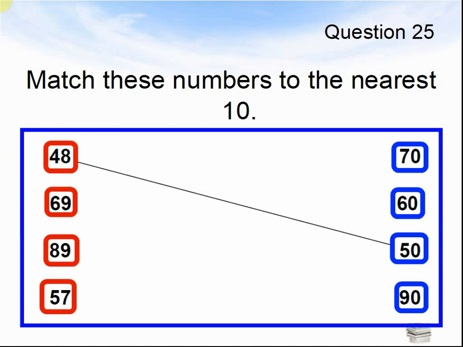Match these numbers to the nearest 10. So 48 rounds up to the nearest 10, which is 50. So what is the nearest 10 to 69? What is the nearest 10 to 89? What is the nearest 10 to 57? Pause the video until you are ready for the next question. Here comes the next question.